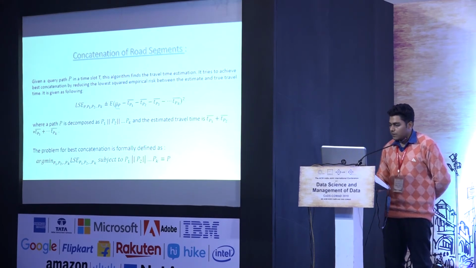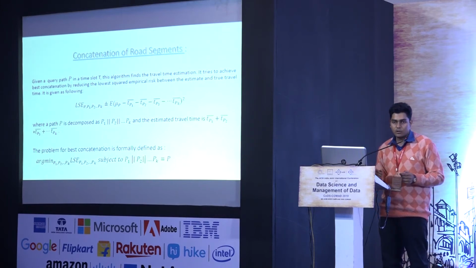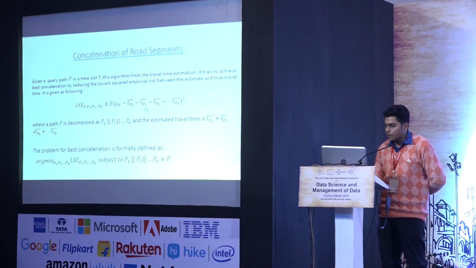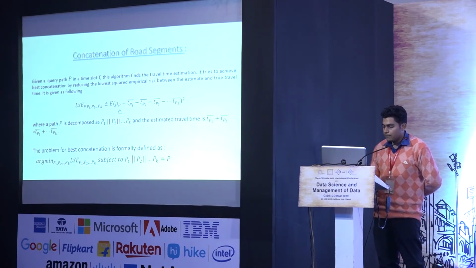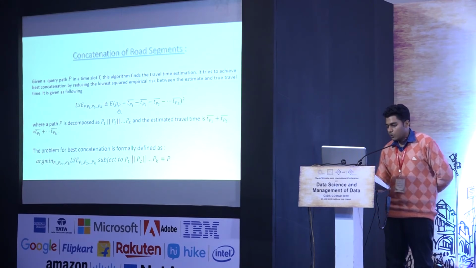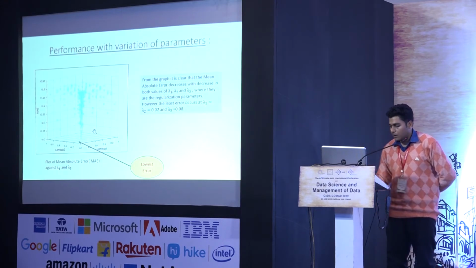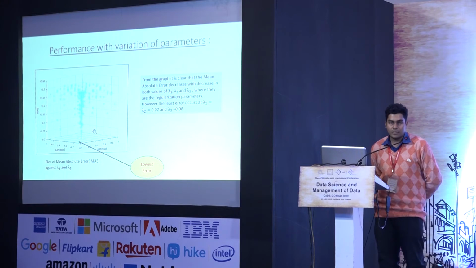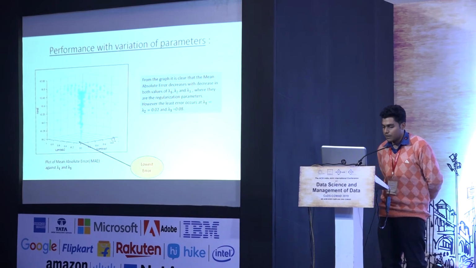Here mu p is the original travel time, and TP1, TP2 mean that given a query path P, we are decomposing it into small road segments. And TP1, TP2 are the travel times of each and every road segment. So mu p is the original travel time, and you are subtracting, and this is the least squared error function. So our job is to minimize it. I have taken a simple trajectory concatenation method, as this work is still ongoing.